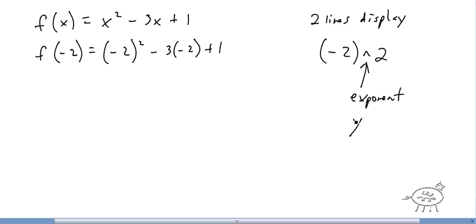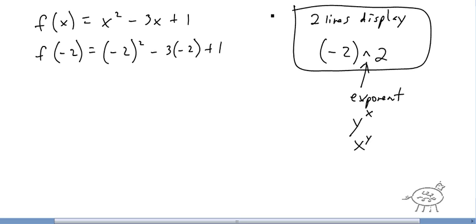Some calculators it looks like y to the x. Some calculators it looks like x to the y. So you kind of have to get to know your calculator. But if you have a calculator that does 2 lines of display or 1 line of display, but you can see exactly what you're typing in, that's actually pretty convenient, because you can just type it directly into your calculator. The key here is you got to use parentheses. That's pretty important stuff. So if you type this directly into your calculator with all the parentheses, you would get the same answer.